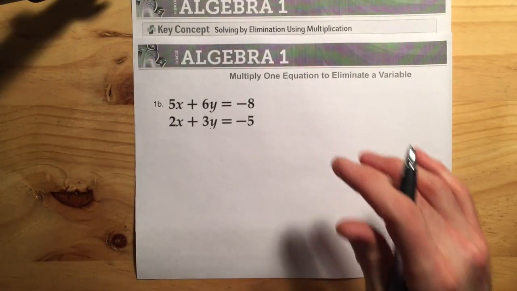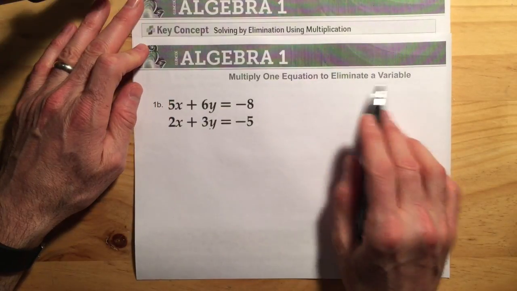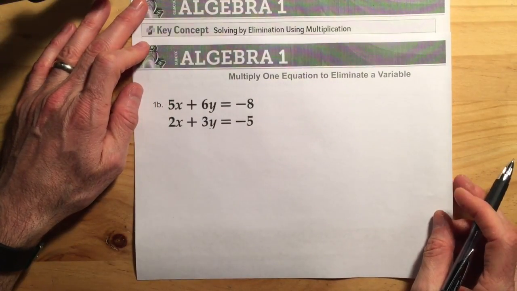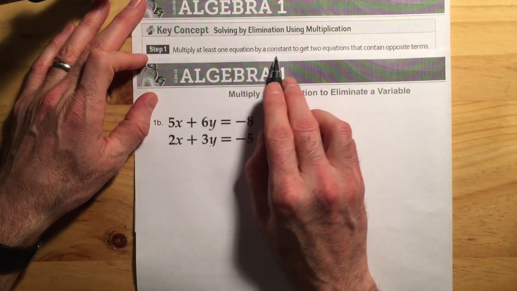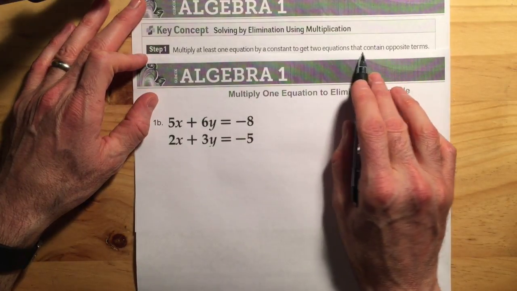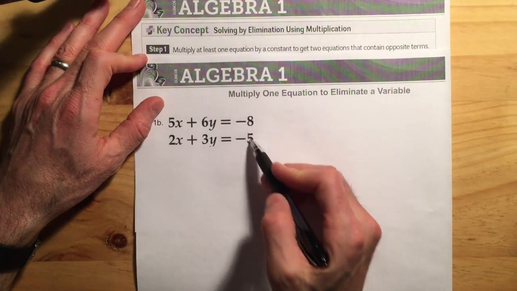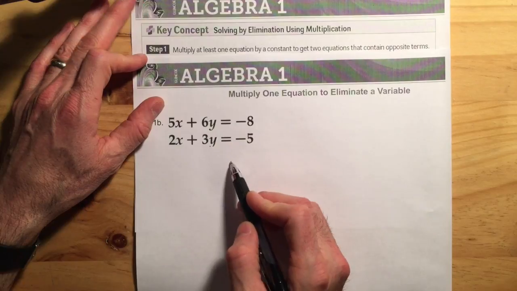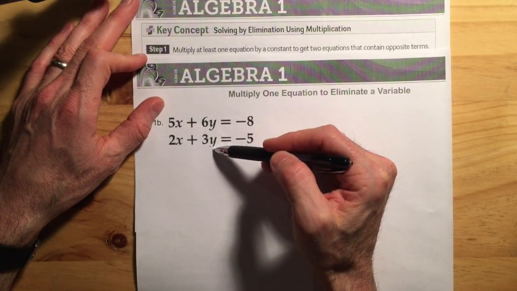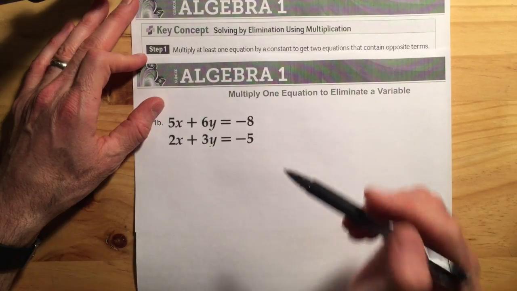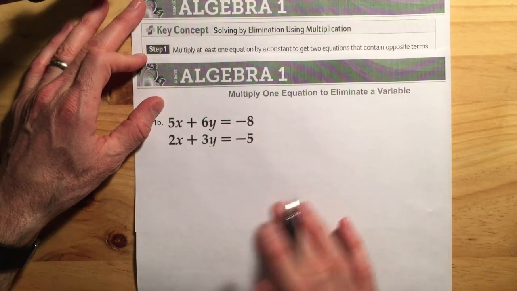Okay, let's do one more example. So we want to multiply one equation to eliminate a variable. The first step is I want to multiply at least one equation by a constant to get two equations that contain opposite terms. Now notice, if I add or subtract these two equations as they are, the x term will not be eliminated and the y term will not be eliminated.